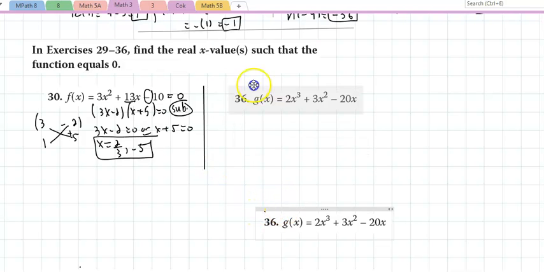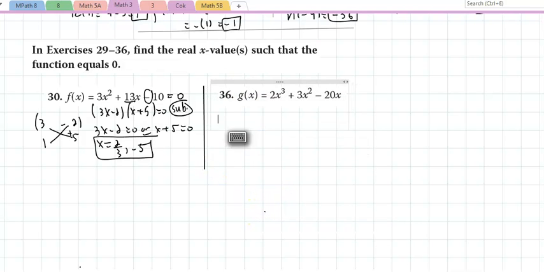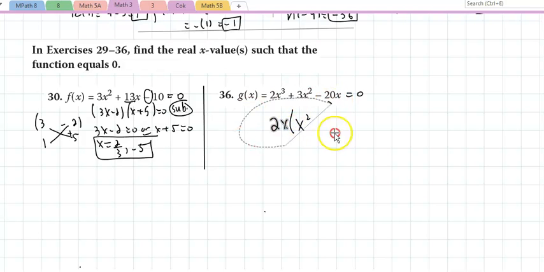And here's another problem to practice as well. If they say, where does this equal 0? Well, you want to factor. They all have a 2 and an x. That would be x squared. Plus 3x minus, then they all have an x. If I factor an x out, that's 2x squared plus 3x minus 20 equal to 0.